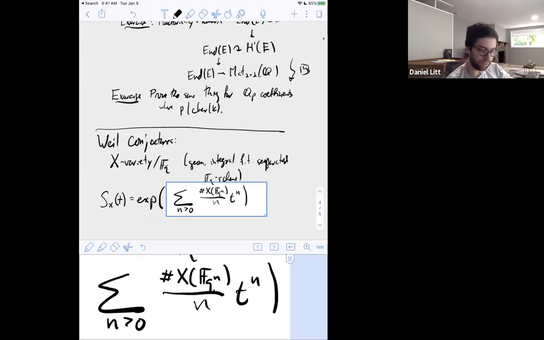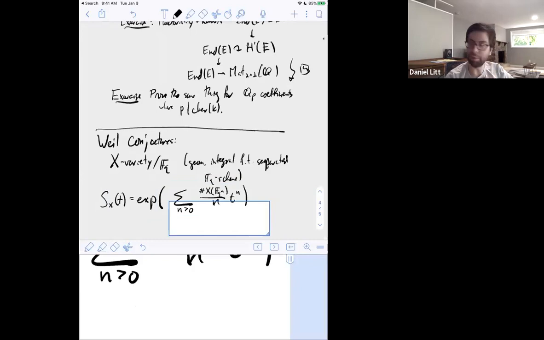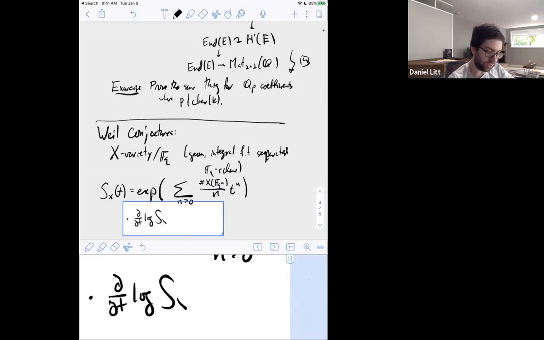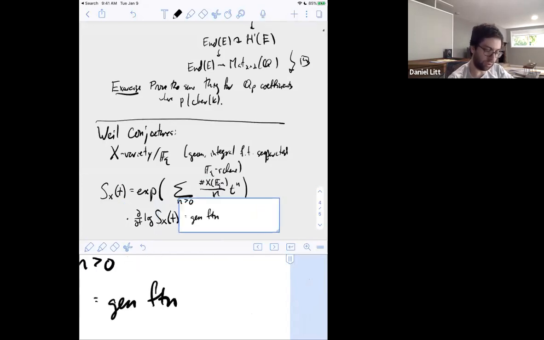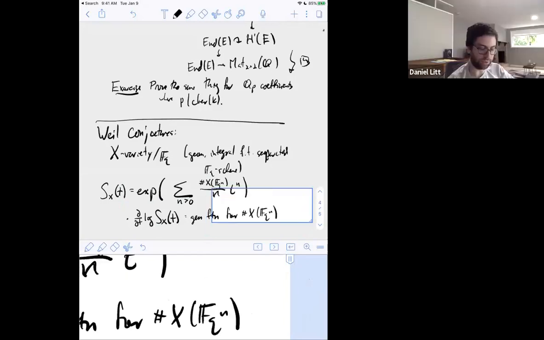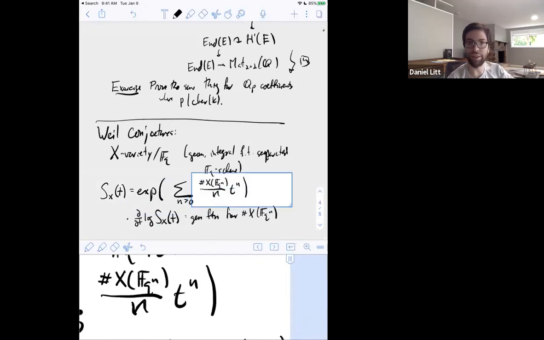Okay, so this is kind of weird. I think the first time you see this, it looks a little funky. So maybe let me make some remarks. First of all, why do we have this exponential business? At least one reason is that if you take d/dt log of the zeta function, this is a generating function, like a usual generating function for the number of rational points. Why is that? When you take the log, it gets rid of the exponential, and then when you take d/dt, this n in the exponent gets rid of this n in the denominator.